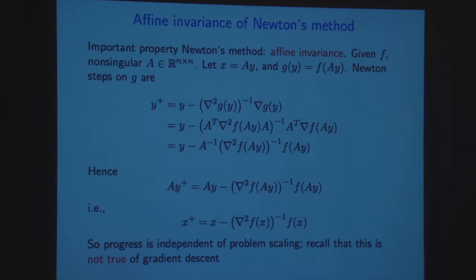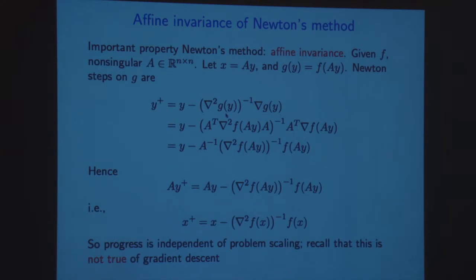Okay, so I'm going to do a Newton step in y instead of doing a Newton step in x. So I'll define the function g of y to be f of Ay. Then what does the Newton step on g look like? It's just by definition given by y minus the inverse Hessian times the gradient, this time of g. Suppose, like I said, I'm doing this all with respect to g.